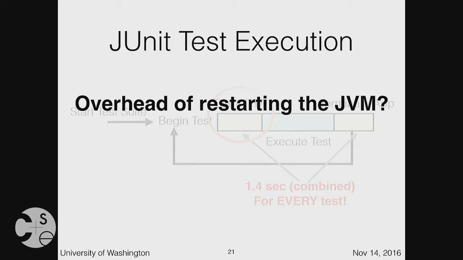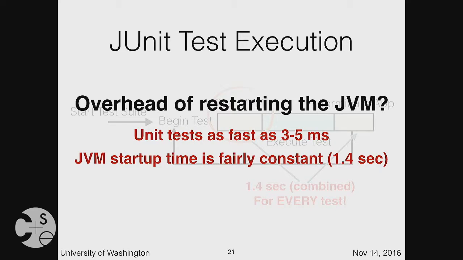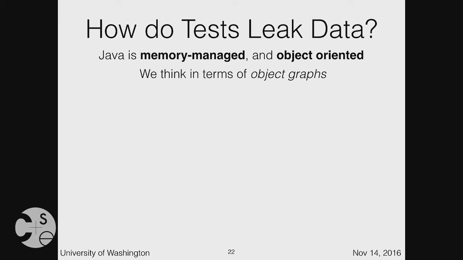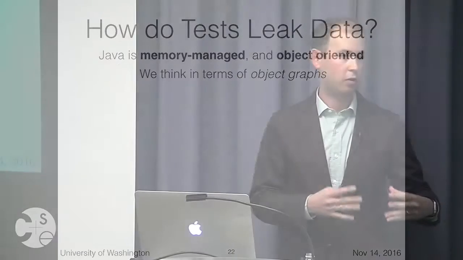The overhead of this compared to testing overall is going to vary with how fast our tests are, right? Because we're starting a new JVM for every single test. With unit tests as fast as 3 to 5 milliseconds, we were seeing this fairly constant 1.5 second JVM startup time. It's several orders of magnitude of slowdown just from starting a new process for every test. So how can we do this better? We want to create a faster mechanism for getting the same sort of isolation, an in-memory process isolation, to be a drop-in replacement for what was happening previously.